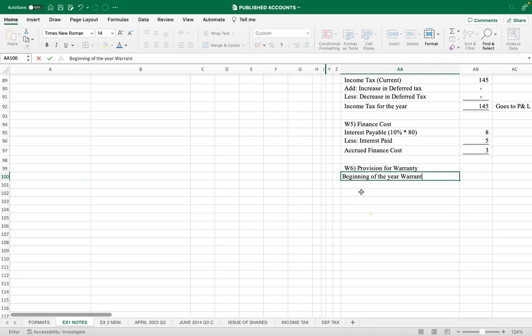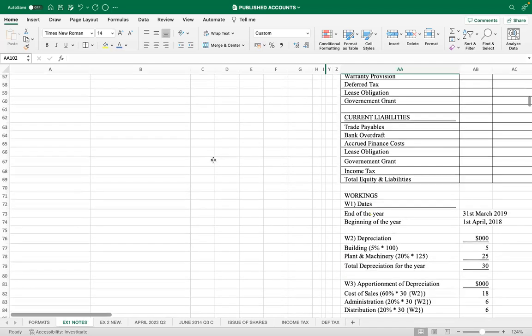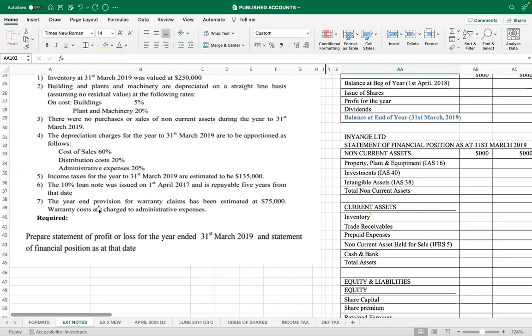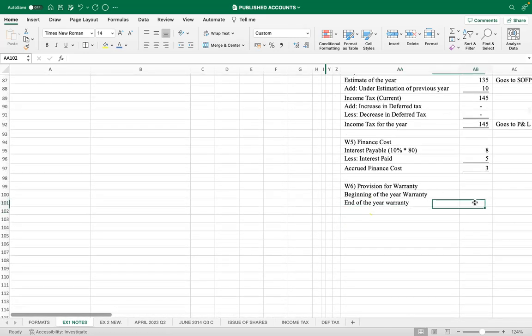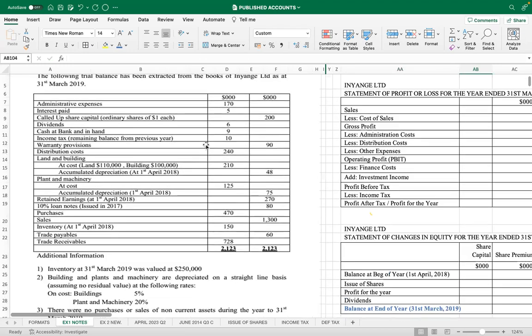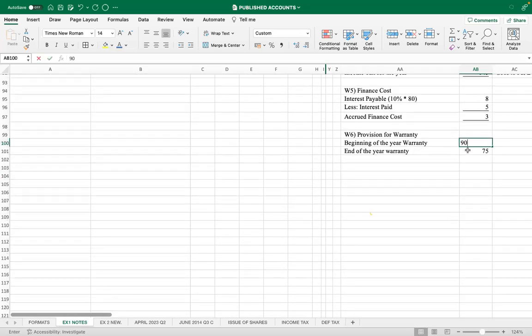warranty. And then you check end of the year, warranty. The examiner will always tell you one of them, that one of them is either beginning or end. So if you have been given beginning, you look for the end. Now, here we were told the year end provision for warranty is 75. So I'll come here. At the end is 75. So at the beginning is the one that was provided in the TB, in the trial balance. So warranty provision at the beginning is 90 because you are given at the end in the additional information. So this means at the beginning is 90.